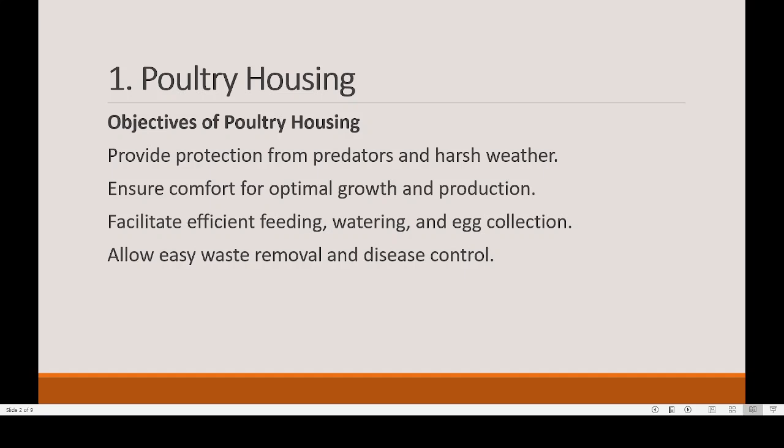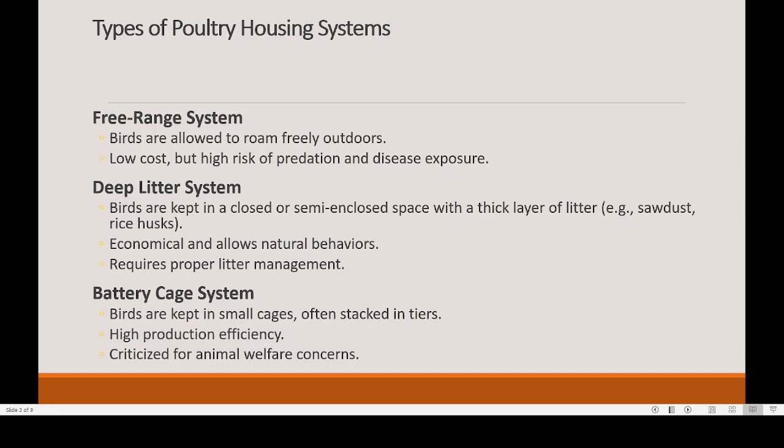See, in a setup like this, removing the waste may be easier, and that will also prevent the spreading of disease. So that is another advantage. Then coming to the different types of housing systems: the free range system. Birds are allowed to roam freely outdoors, low cost but high risk of predation and disease exposure.